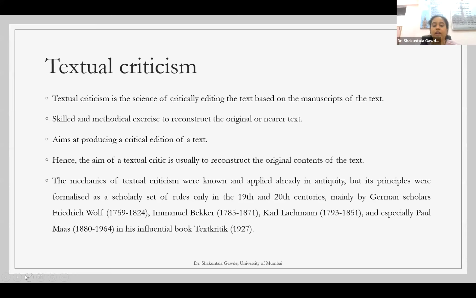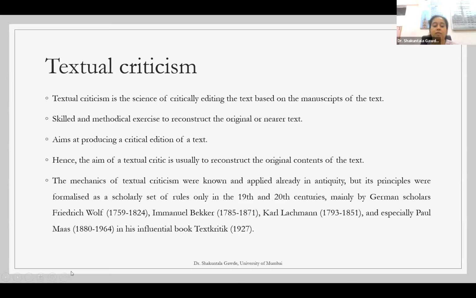And by collecting that, we have to go towards the original text or nearer the text. Because while writing those manuscripts, there must have been some changes, errors, amendations, possibly done by the scribe, knowingly or unknowingly. So it is a task of a researcher to go towards the original or the nearer text.